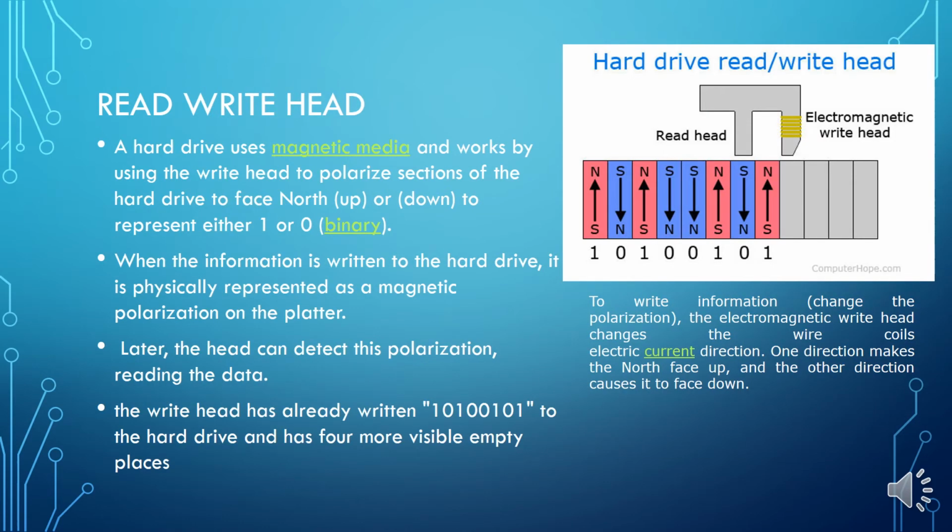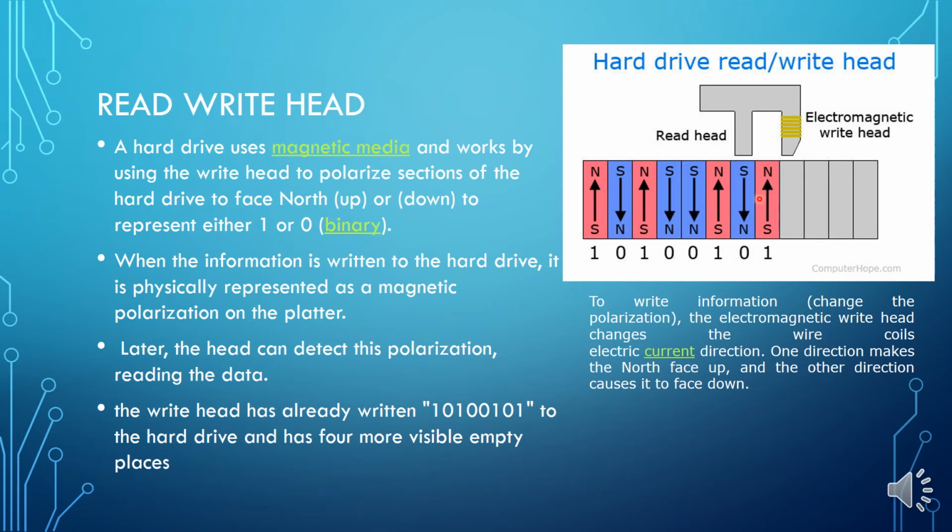Starting with read write head, a hard drive uses magnetic media and works by using the write head to polarize sections of the hard drive to face north, up or down to represent either 1 or 0. Means where the face of north is up, all these are 1, and south is downside, then this kind of bit is 1. When the north face is down and S is up, then the bit stored is 0.